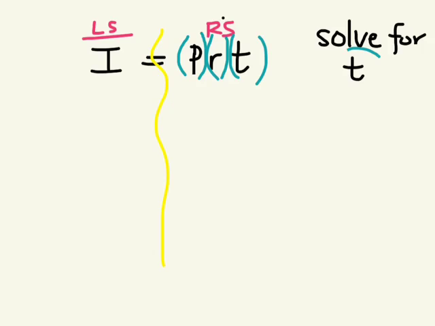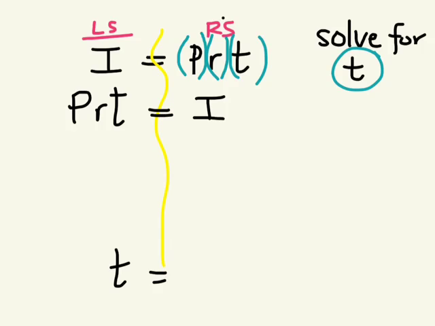If the question says solve for T, my goal is to isolate my T. At the very end, I want to rearrange this to have T by itself. So why don't we switch this around? I'm going to put PRT equals I. You don't have to. It's just because we've been working with variables isolating on the left side. You can do it either way, but this might be easier for you to understand to start off with. Okay?